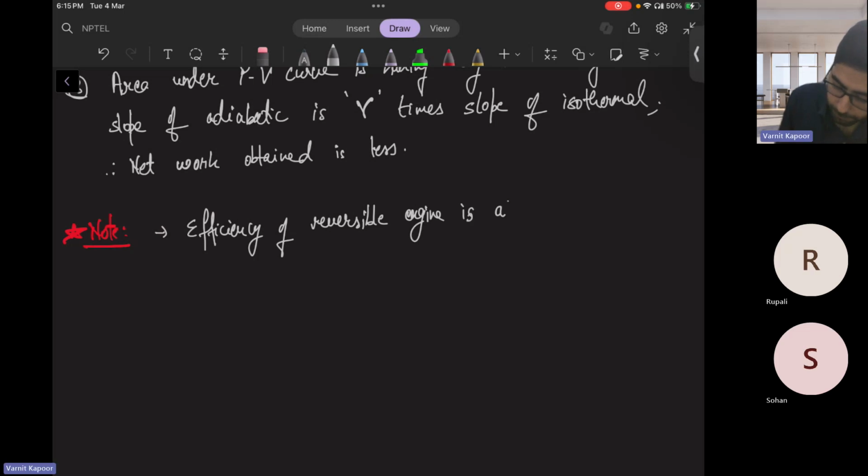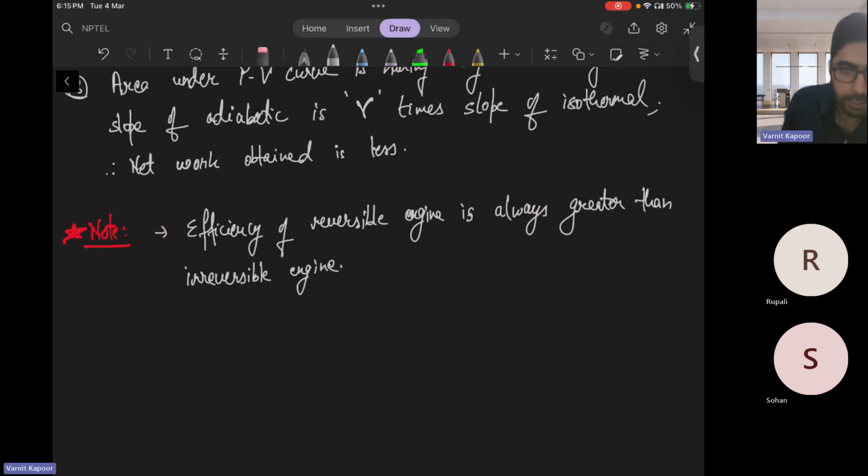An irreversible engine always has lower efficiency than a reversible engine. In practicality, all the engines are irreversible. And the maximum possible efficiency of a reversible engine is given by Carnot only, that we have written here above.